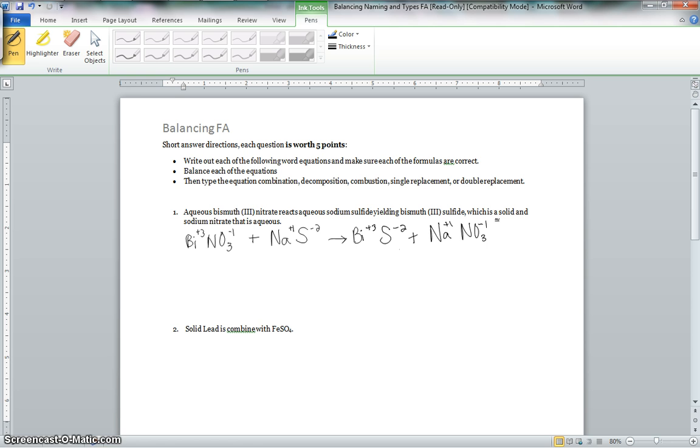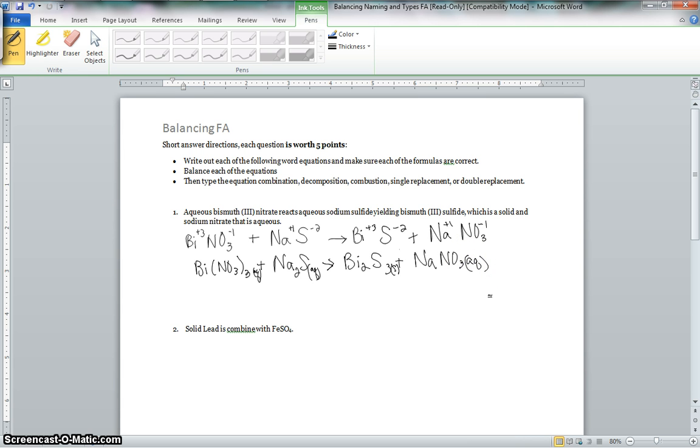Okay, so when you're looking at this, these are all ionic compounds, so we know we have to do the crisscross method. So let's go ahead and do that. So we have Bi(NO3)3, and we have 3 of those now, plus Na2S, which is going to produce Bi2S3 plus NaNO3. And we can even add the states of matter in there. We know this is aqueous, so it's going to be aq. This is also aqueous, aq. This is a solid, and this is also aqueous.